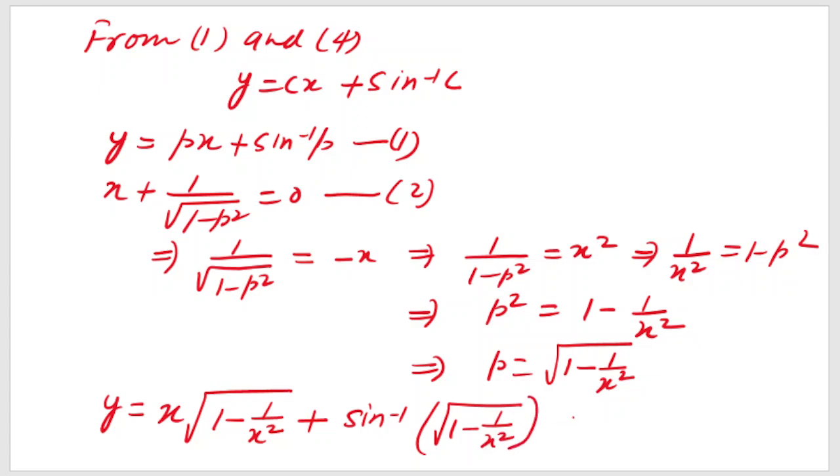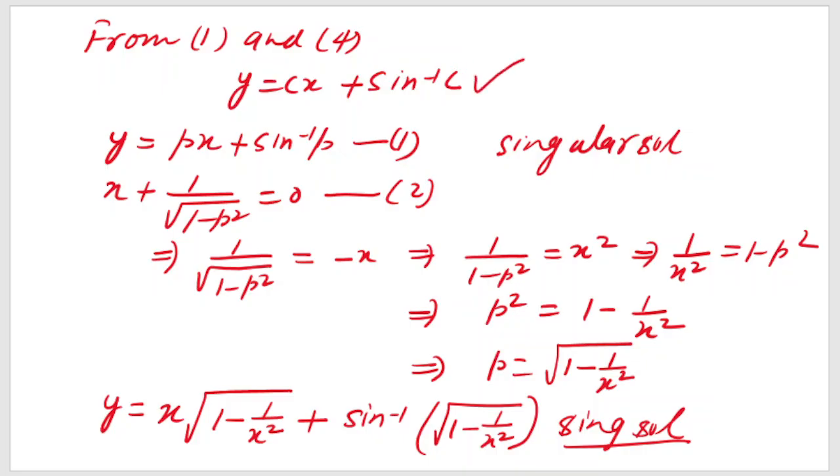So did you notice this? This is known as singular solution. Why it is known as singular solution? Let me write it. Singular solution. In this, you look at this solution, it does not contain any arbitrary constant. If you look at this solution, you have the arbitrary constant c in the solution, but in the singular solution you don't have any arbitrary constant.